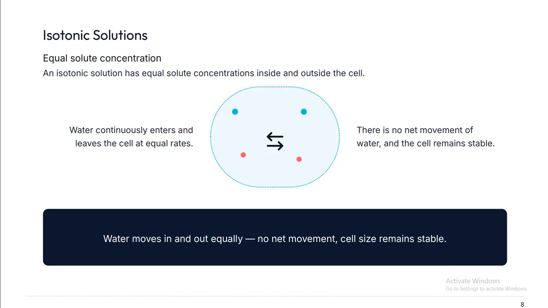And our third environment is isotonic, and you can just remember that it's different from hyper and hypo. It's just iso. So that's just equal solute concentration on both sides, outside and inside. So the water will continuously enter and exit the cell at equal rates. This is known as dynamic equilibrium, and the cell will remain stable.